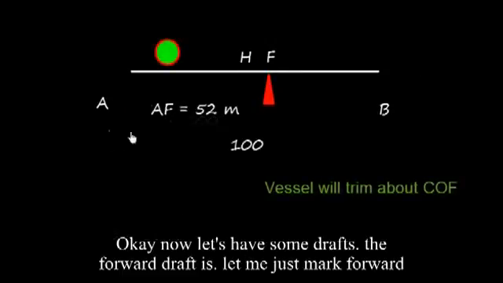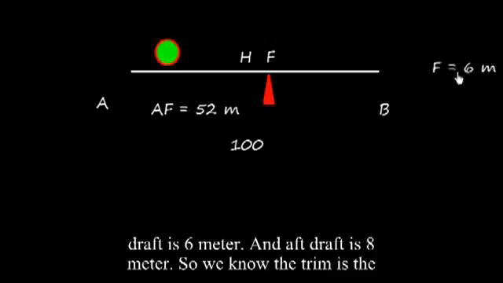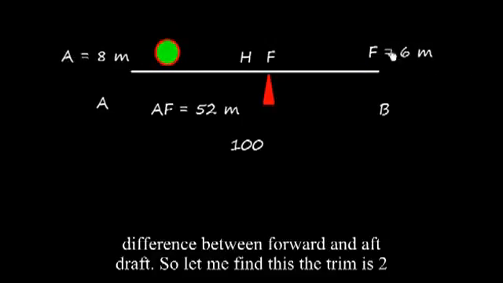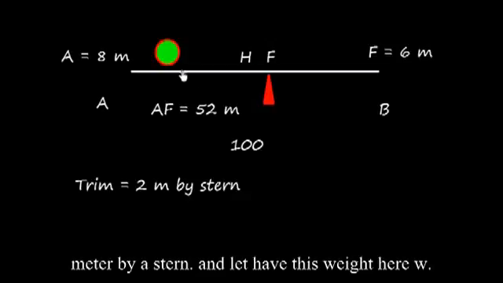Okay, now let's have some draft. Say forward draft is 6 meter and aft draft is 8 meter. So we know the trim is the difference between forward draft and aft draft. So let me find this. The trim is 2 meter by stern. And let's have this weight here, W.